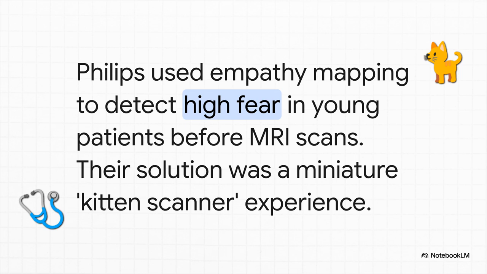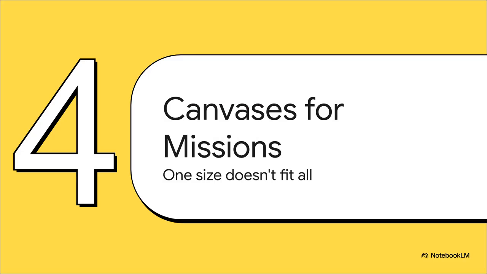And check this out for a real-world example of how powerful this is. Philips, the big electronics company, used empathy mapping for their MRI machines, and they discovered something huge. Kids weren't just a little scared of MRI scans. They were absolutely terrified. So what did they do? They didn't just try to make the machine a little bit quieter. No way. They completely redesigned the experience and turned it into an adventure. They even made this little toy, the kitten scanner, so kids could scan a toy animal first. It completely changed the game. Now that is empathy in action.